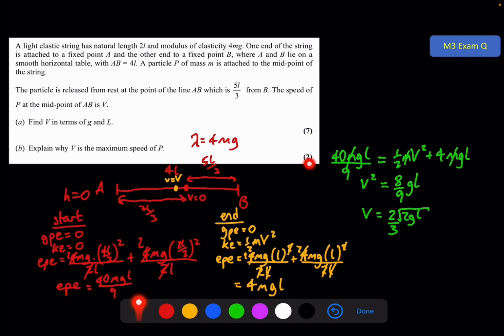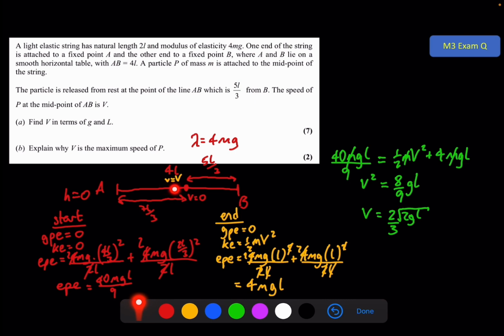Part B is much smaller. Explain why v is the maximum speed of P. Okay, I won't write this out like I normally don't, but I'll talk it through. For this, we're going to go back to forces. When we pull this out here, initially, we've got a tension on both sides. But the tension on the left is greater, and that's why it moves this direction when it's released.